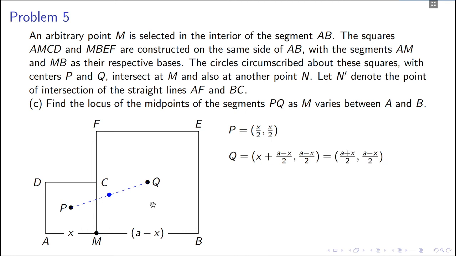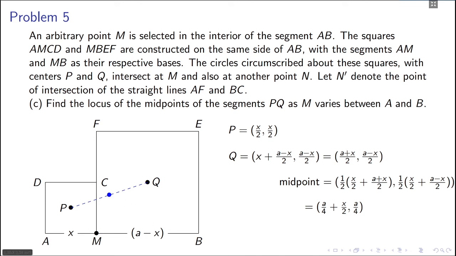So that's the coordinate of Q, and the coordinate of the midpoint will be half of x by 2 plus a plus x by 2, and the y coordinate will be the sum of these halves, halved. We write that here and simplify it. What we see is that the y coordinate is always a by 4 and the x coordinate is a by 4 plus x by 2. So the midpoint will move in a horizontal line at a height a by 4 from the base, and x can take values from 0 to a. The smallest value of x is 0, and it can go till a. So this will vary from a by 4 to 3a by 4.